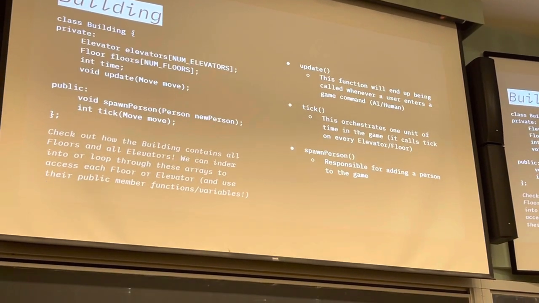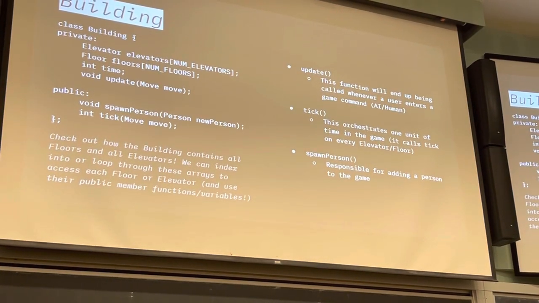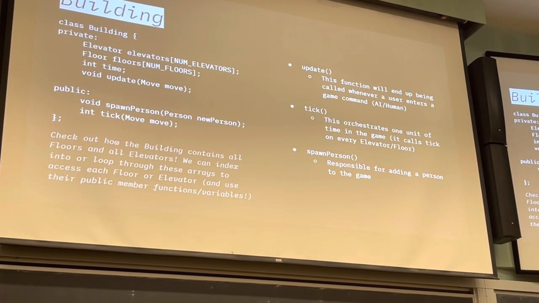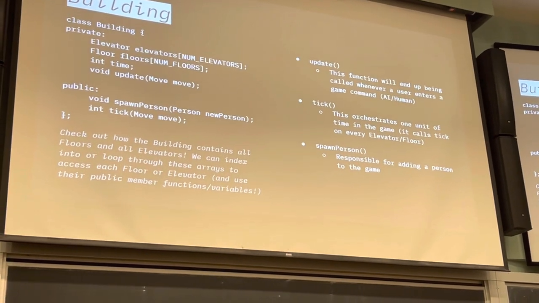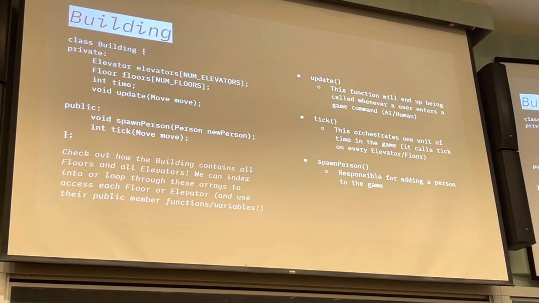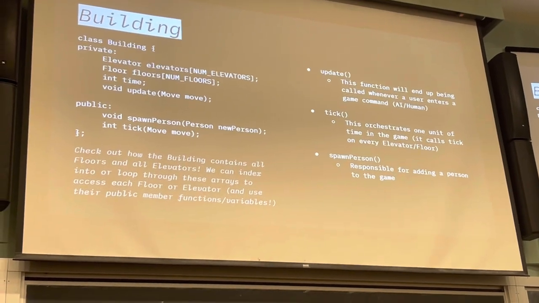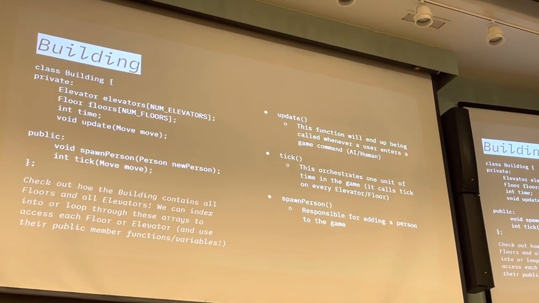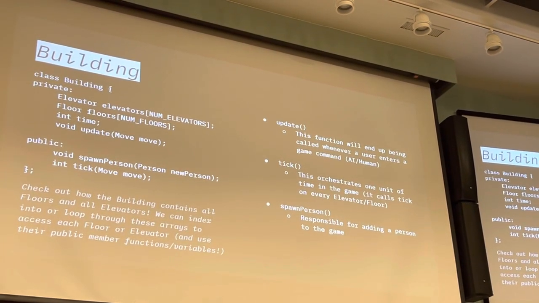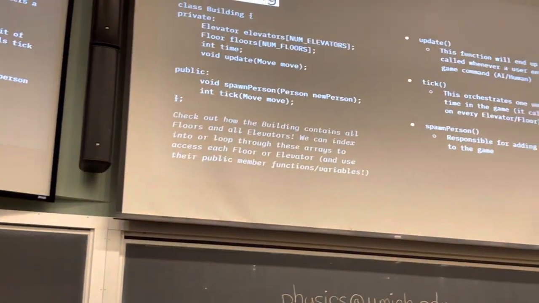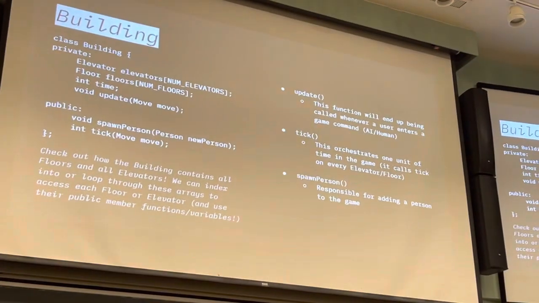So update is one of our functions, which we will call whenever a user enters a game command, and the update function essentially updates certain private member variables of the building class. Then we have tick, which orchestrates 1 unit of time in the game. And I know previously we also mentioned the tick functions in the elevator as well as floor classes. So in the building's tick function, we essentially want to call the tick functions of the elevator as well as floor class. And then for the spawn person function, we are simply adding a person to the game. And you can again check the function table for what that requires of us when it comes to coding.